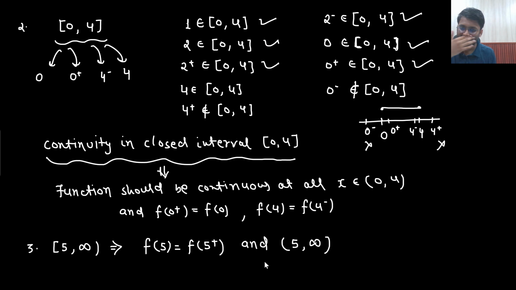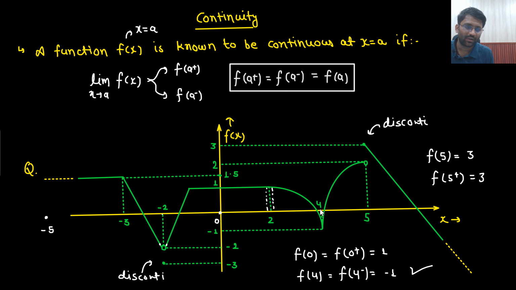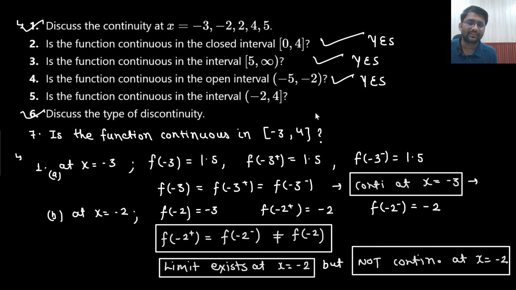Which condition is achieved? Sir, this condition is achieved, and this condition is also achieved. Yes, sir, it is continuous between -2 to 4. At -2 it is breaking, I don't care about it. From -2 to 4 it is continuous, and at x equals 4, f of 4 is equal to f of 4 minus. That means, yes, sir, this answer is also correct.